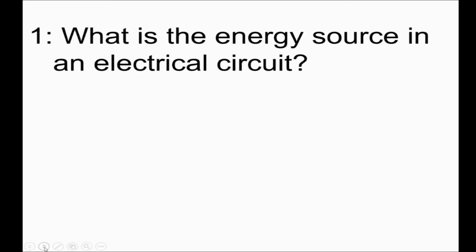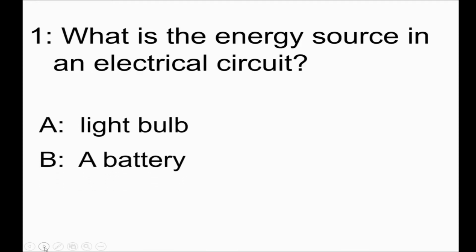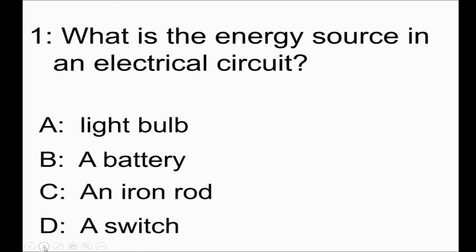So question number 1 says, what is the energy source in an electrical circuit? So the options we have here: A says it is the light bulb, B says it's the battery, C says it is an iron rod, and D says it's a switch. So the question one more time, what is the energy source in an electrical circuit? So the correct answer here is B, the battery.